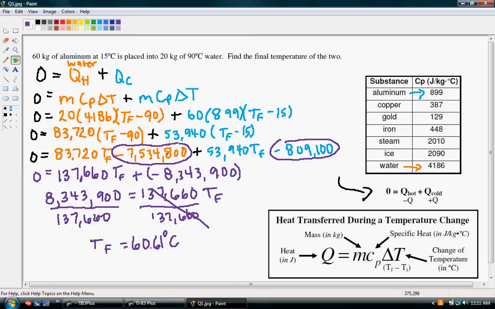Now notice that 60.61 is less than 30 degrees off from the original 90 degrees of the water. But 60 and 15 have a much bigger difference. How about a 45-degree difference there? Alright, so that's bigger. Okay, so we have found the right answer and we are done.